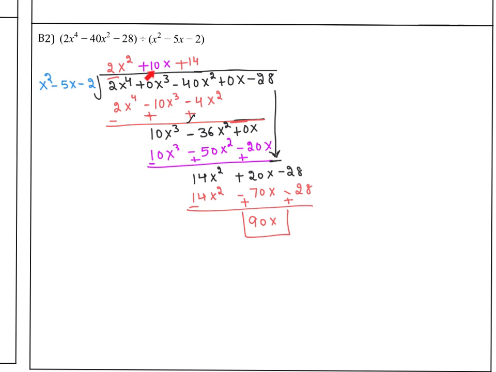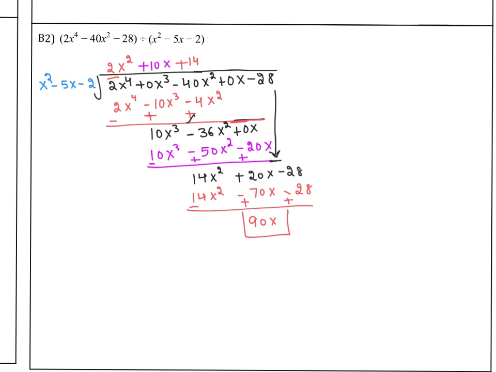Now you're going to multiply 10x with the x squared. You get 10x cubed. 10x times negative 5 would be negative 50x squared. And 10x times negative 2 is negative 20x. Change the sign. The 10x cubed terms cancel. Negative 36 plus 50 is going to be 14x squared plus 20x, and bring down the negative 28.